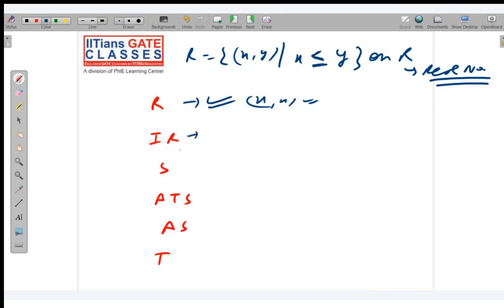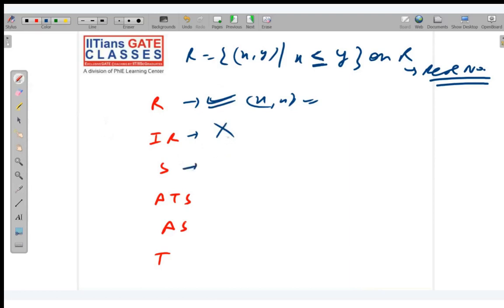What about irreflexive? Yes, sir. Why irreflexive? Irreflexive will not be there, na? Because reflexive is there. When we have all the self loops, then obviously it will not be there. But it is said x is less than or equal to y, so we will have self loops, no, sir? Self loop is there, so that's why reflexive is there. Reflexive is yes, sir. So irreflexive will not be there.